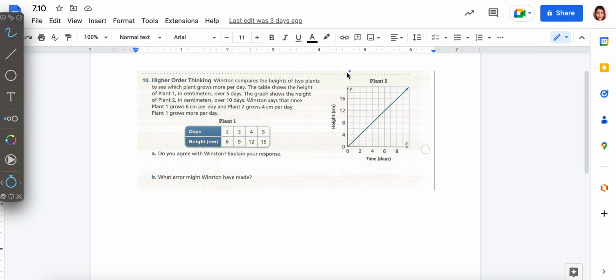The graph value is really easy to determine if it's proportional because remember, if it goes through the point 0, 0, it is proportional. This does. We can also determine the slope pretty easily. I'm going to pick a point here and I'm going to pick the point here.